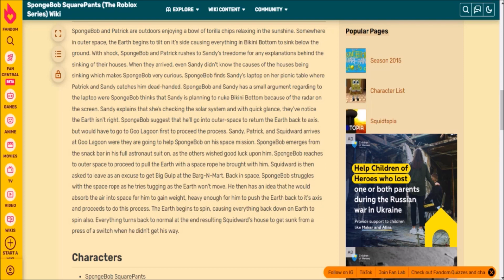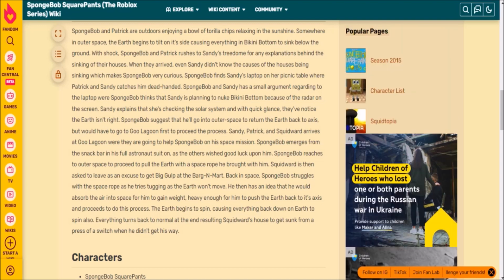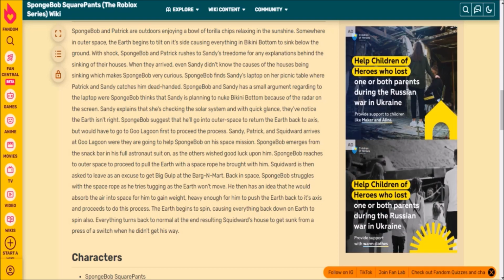SpongeBob emerges from the snack bar in his full astronaut suit, as the others wish good luck upon him. SpongeBob reaches outer space and proceeds to pull the Earth with a space rope he brought with him. Squidward is then asked to leave as an excuse to get a Big Gulp at the Bargain Mart. Back in space, SpongeBob struggles with the space rope as the Earth won't move.